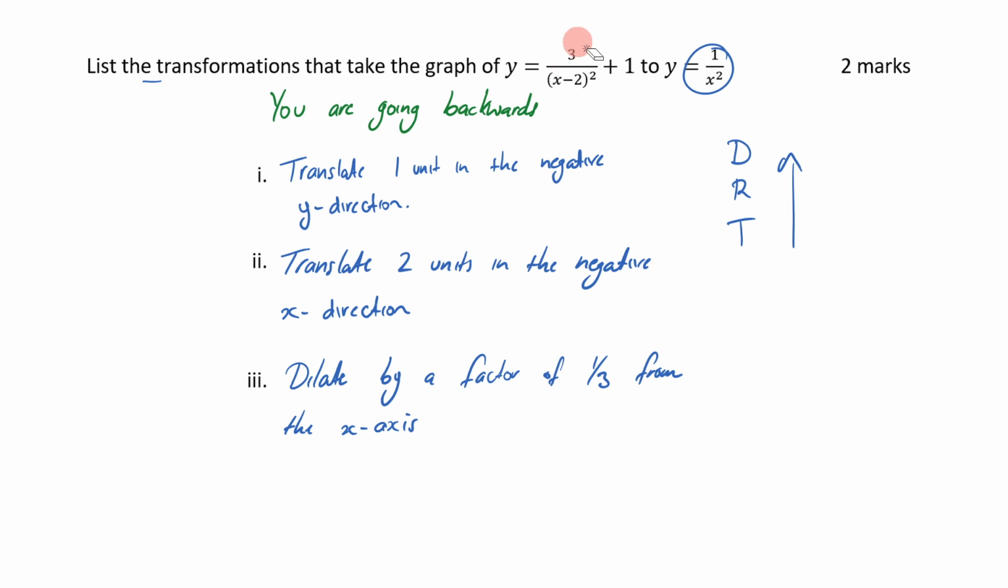And because you're going backwards, you need to first follow this. So translations, then reflections, then dilations. If you try to do it another way, you're likely to get it all mixed up. And then you also need to remember just to do the opposite of what you think you're going to do. So this +1, because you're going backwards, means you're moving 1 down, and so on.